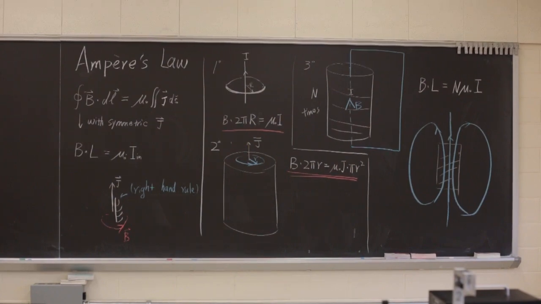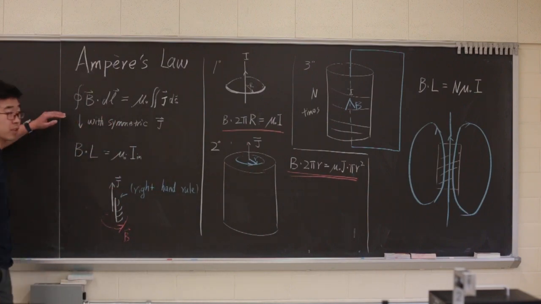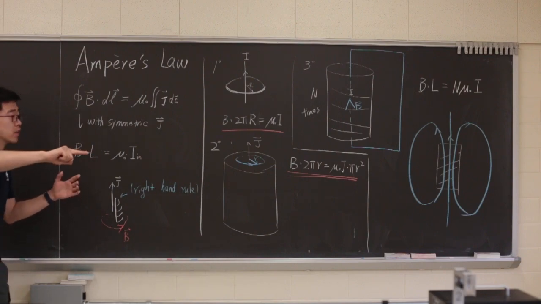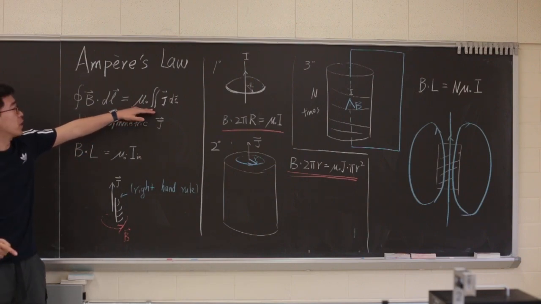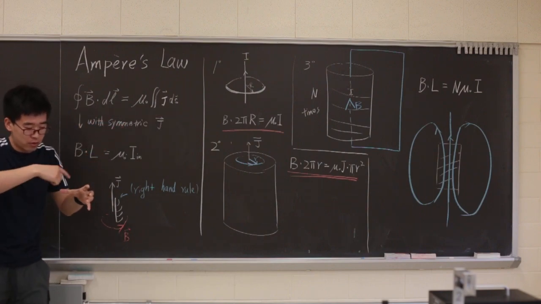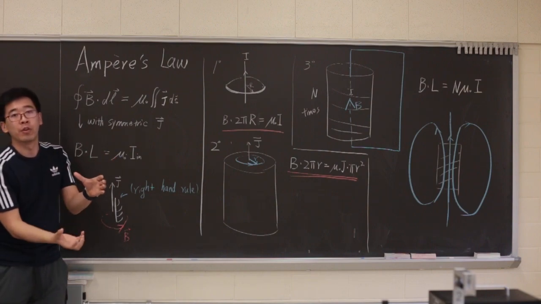Now let's talk about Ampere's law. So here is the integral form of Ampere's law. The line integral of B along the line is mu naught times the current flowing through the area inside the circumference, how much current is flowing through this area.